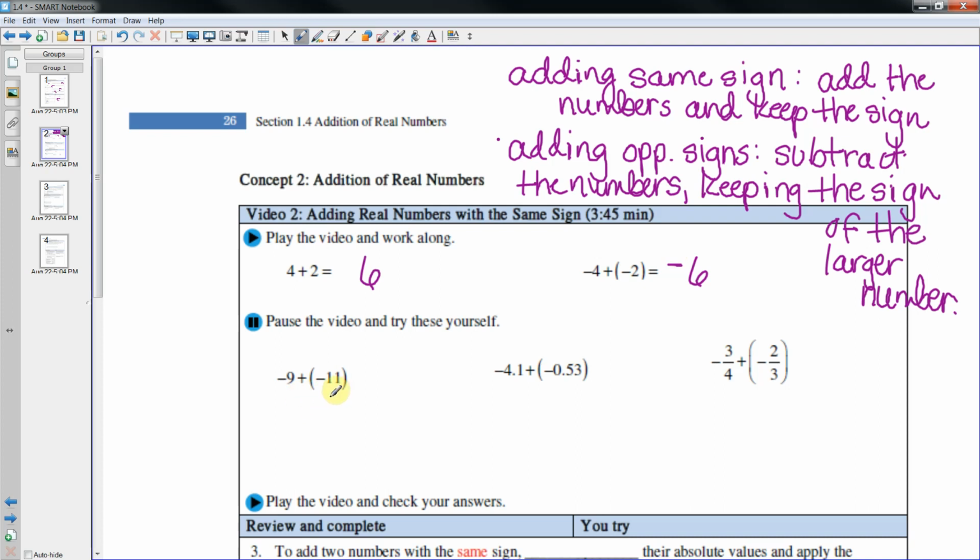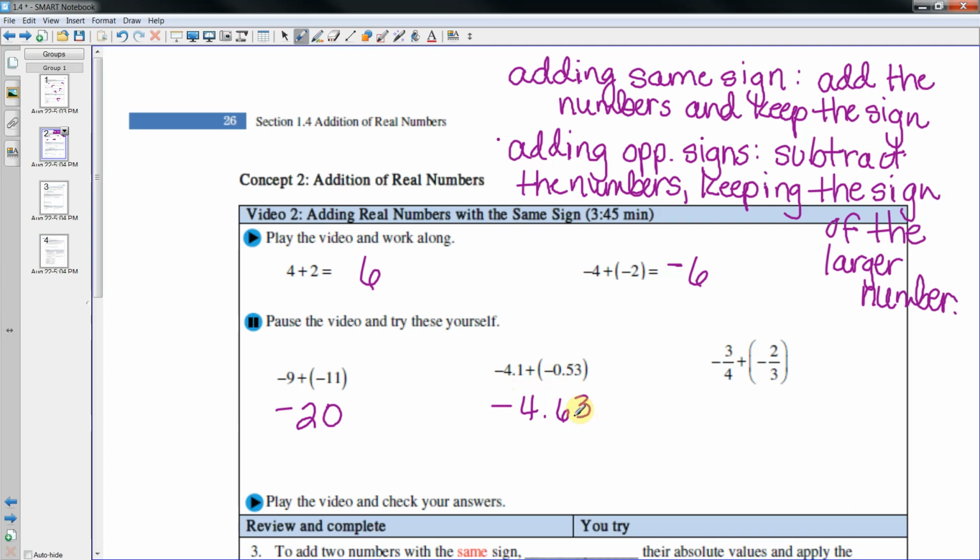So let's look at this next one. Negative 9 plus negative 11. There's 2 negatives. 9 plus 11 is 20. And I keep the negative sign. Okay, on the next one, when you've got decimals, you've got a negative 4.1 and a negative 0.53. So we're going to add those, and we're going to keep the negative sign because they're both negative. So negative 4.63.